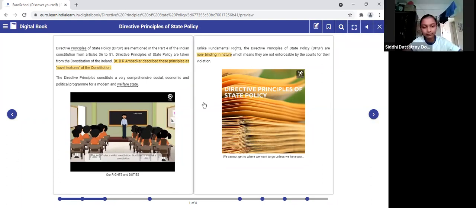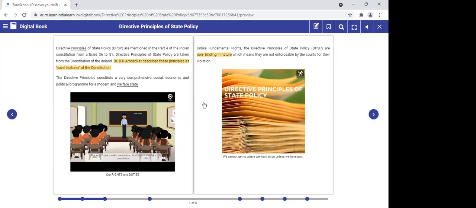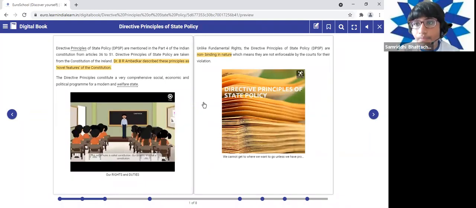Yes, ma'am. All right. And we had just now discussed the list of fundamental rights. Right to freedom, right to education, right to equality, constitutional remedies and educational rights, right to property. These are all the fundamental rights.